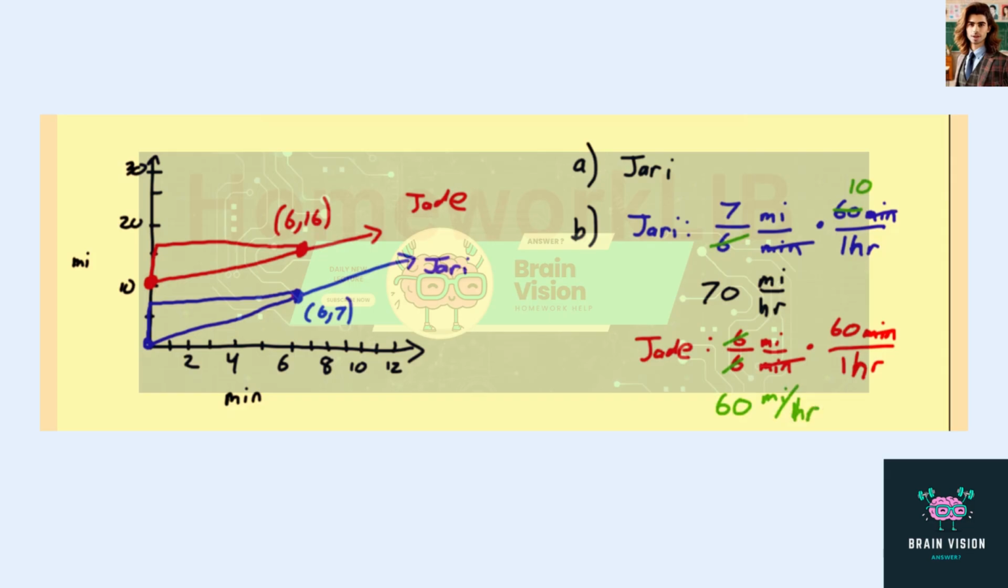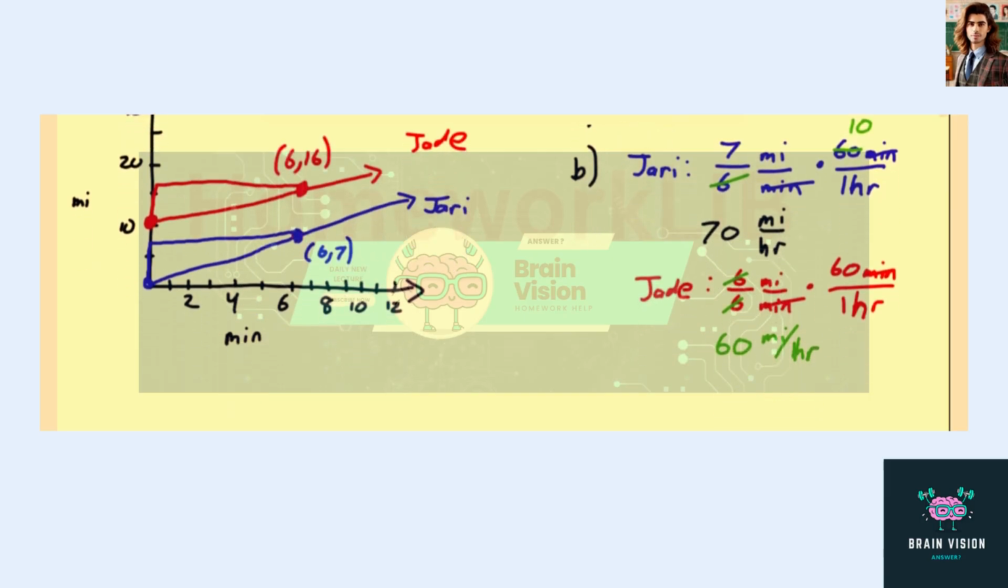So now we've found both of their speeds, which remember represents the slope of their line. So lastly, part C. What we want to do is find linear functions, f and g, that model the distances that Jade and Jari travel. So we'll start with Jari again. So Jari, we'll call that our f function. Well, it's a line, so we need a slope and the y-intercept. Well, in part B, remember, we found the slope to be 7 over 6.